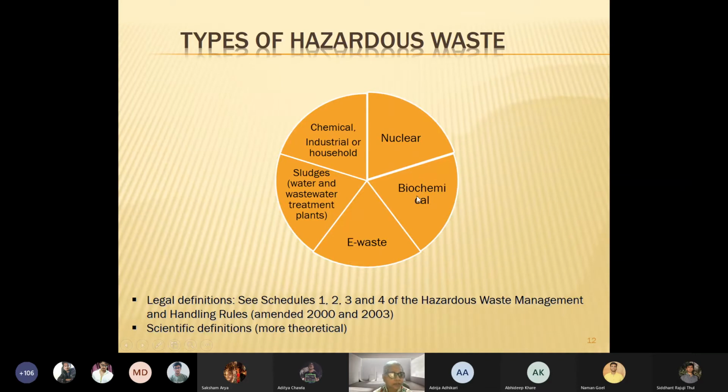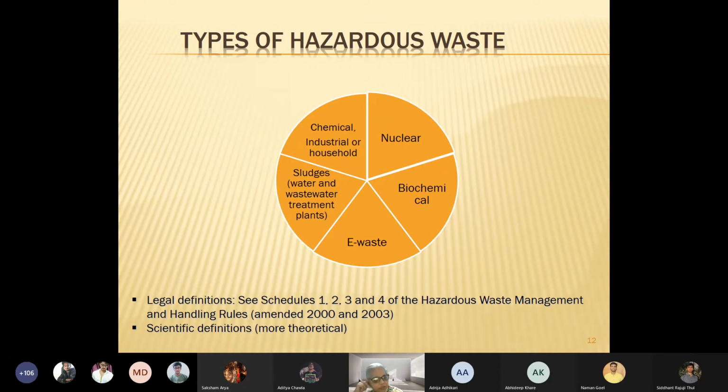Biochemical waste is hazardous because of the infection potential associated with the biomedical or biochemical waste. Now, biomedical and biochemical are slightly different. Biomedical comes from hospitals, pathology labs, nursing homes, clinics, and so on. Biochemical waste includes all of that and perhaps pharmaceutical companies and so on. So that is biochemical waste.